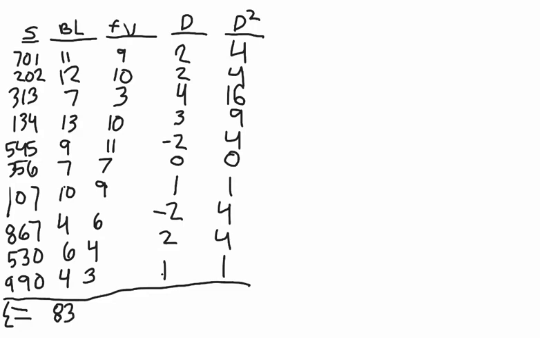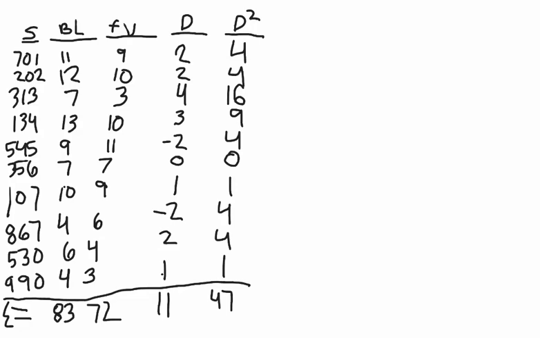If I sum up all of the follow-up scores, I'm going to end up with 72. If I sum up all the different scores, I'll get 11. And then finally, the sum of the different scores squared is 47.